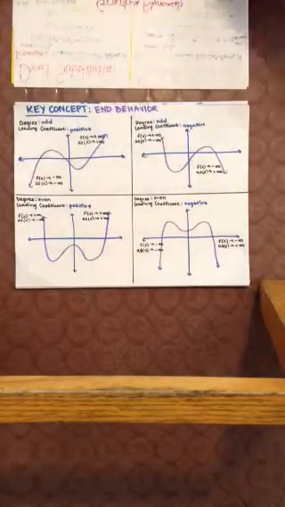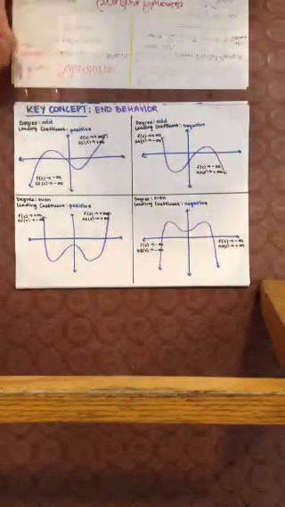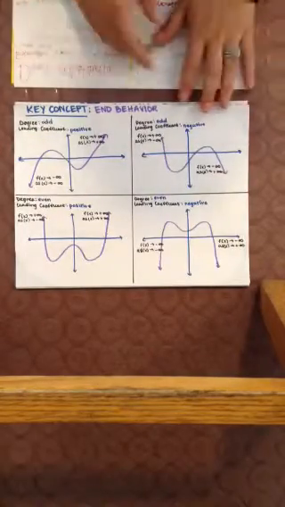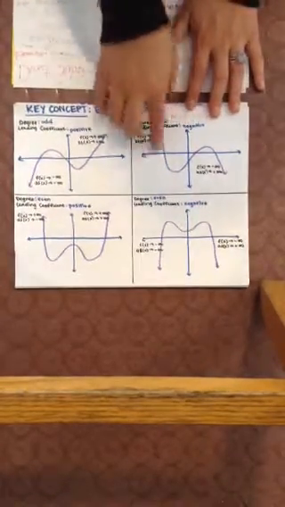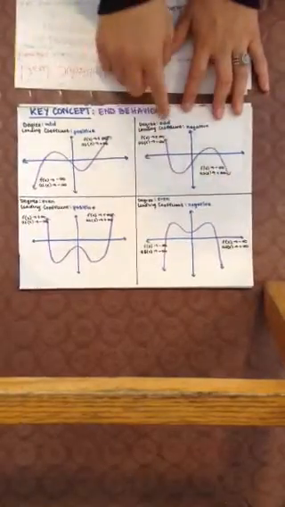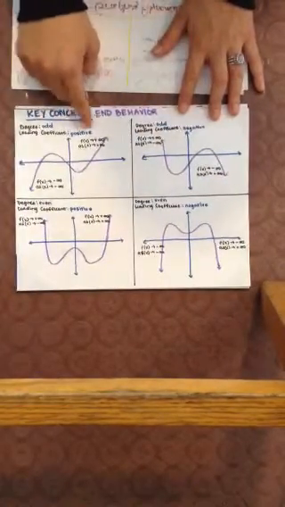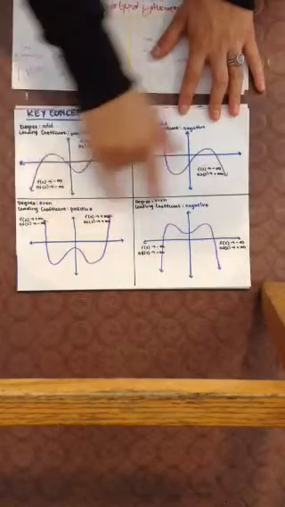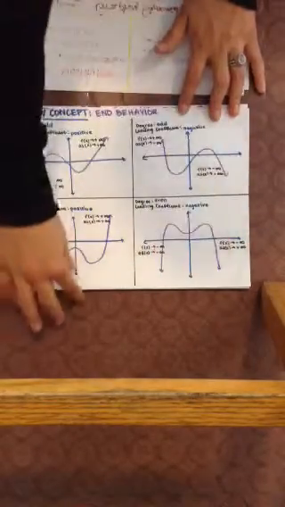Key concept as listed. So for these, you want to explain a little bit more because it gets a little difficult to understand. But the odd negative is always going to go from up to down because it's an odd negative. Odd positive is going to go from up to down, but this way. And even positive is the two ends up, and even negative is the two ends down here.